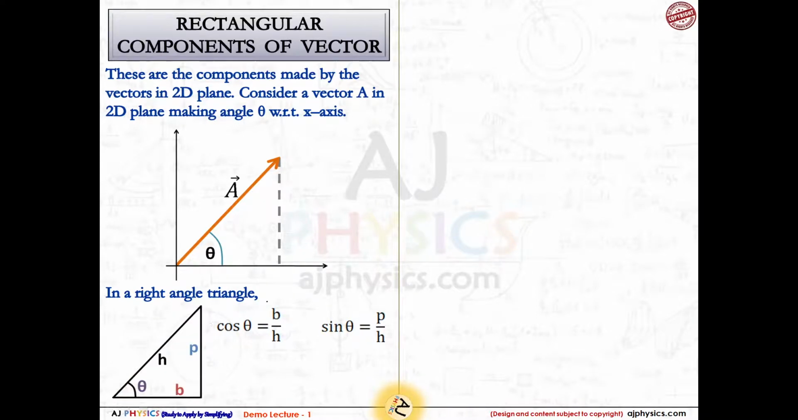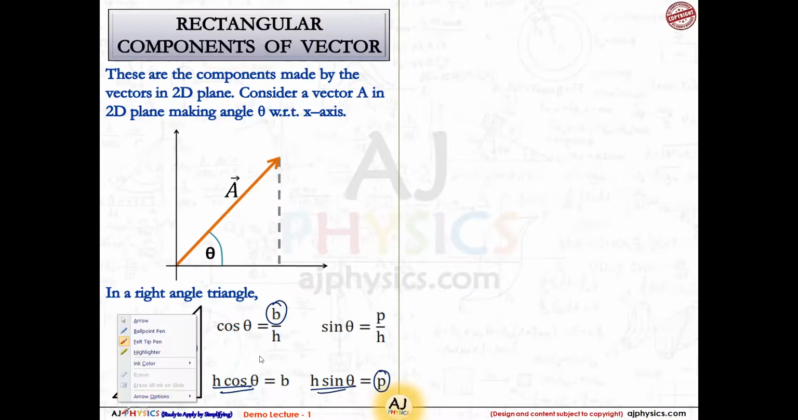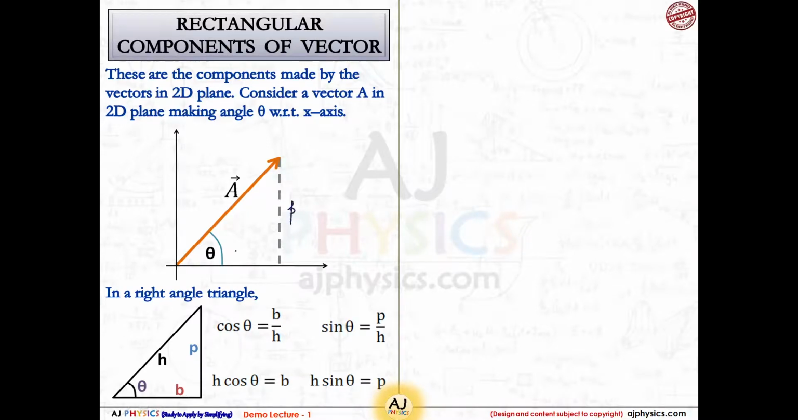So what we can do is find the value of base and perpendicular from here. The base will be h cos theta and the perpendicular will be h sin theta. It's very simple to locate these things also. So whenever we see a vector, it has two parts. One of the parts is perpendicular and one of the parts is base. Now you always have to locate the perpendicular and the base. That's it.